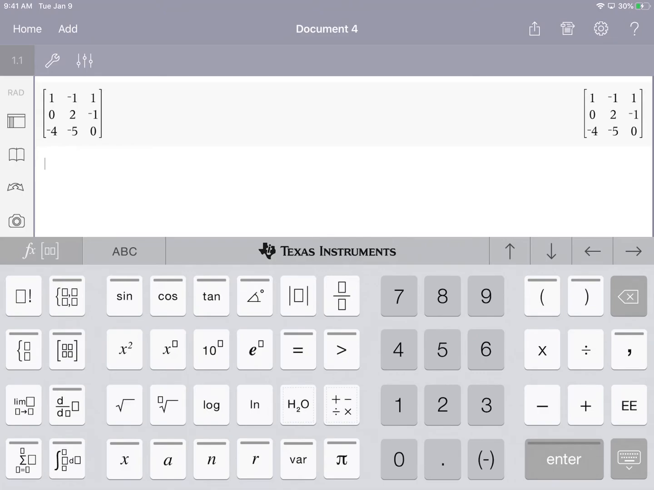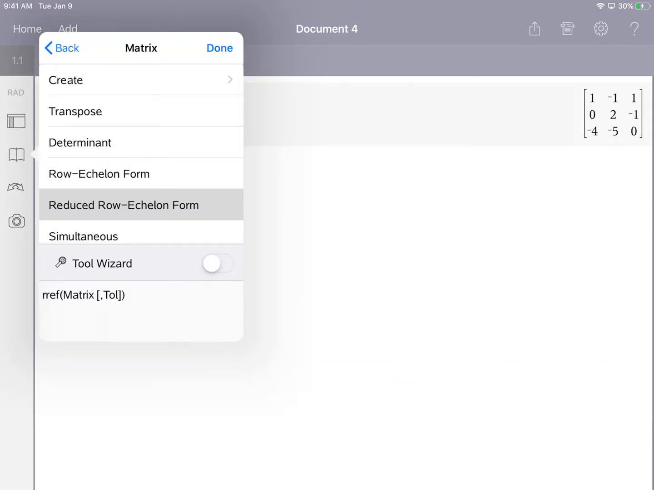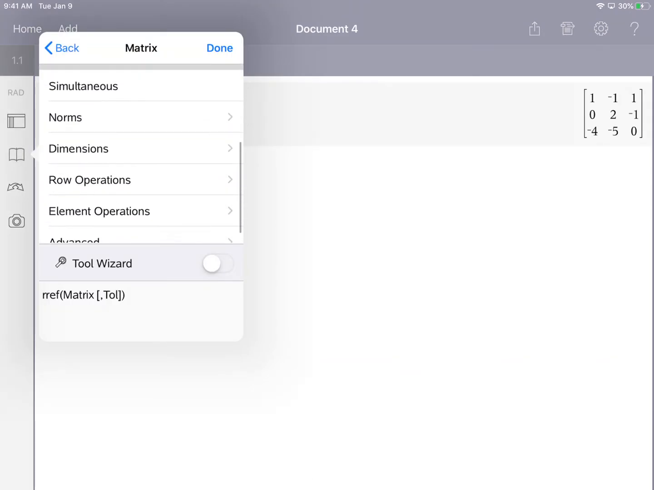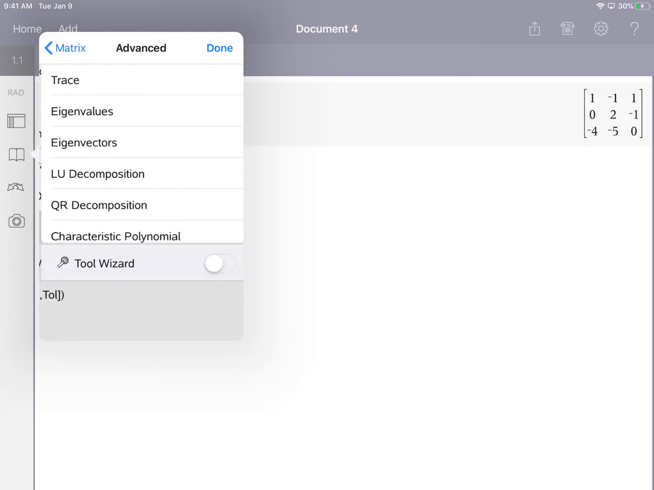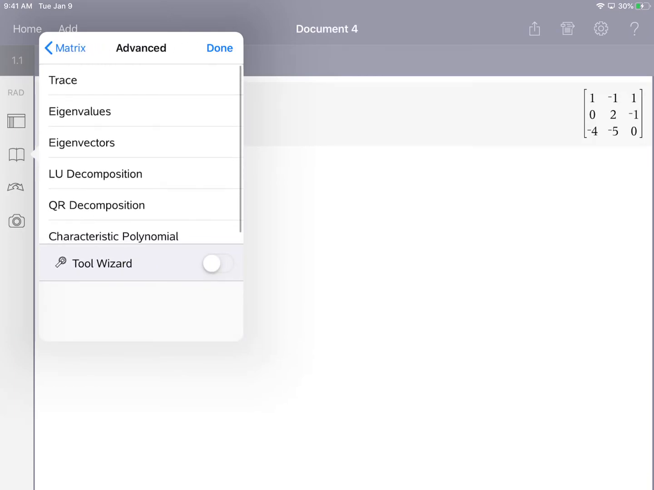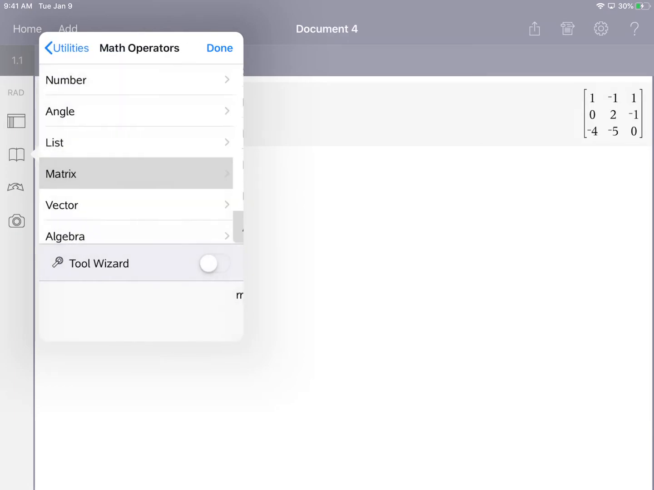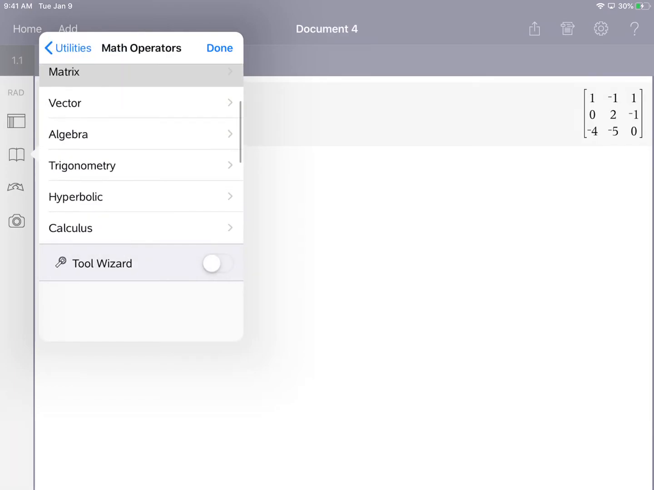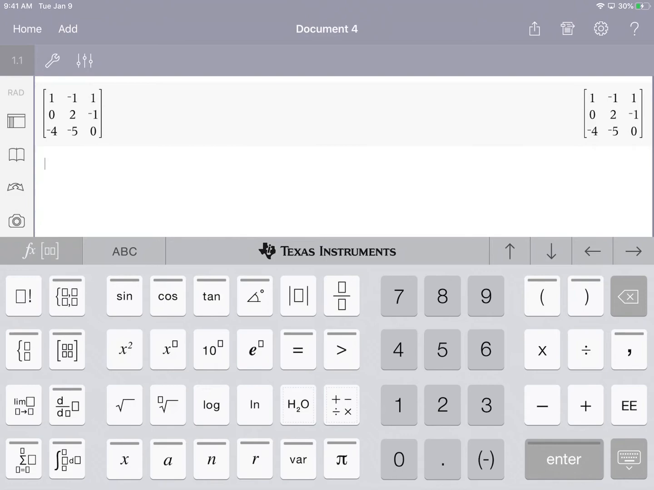All right, so now let's see if I can do this again. Where is the inverse button? Ooh, eigenvalues. Let's see. You know what? It's probably got its own button here.